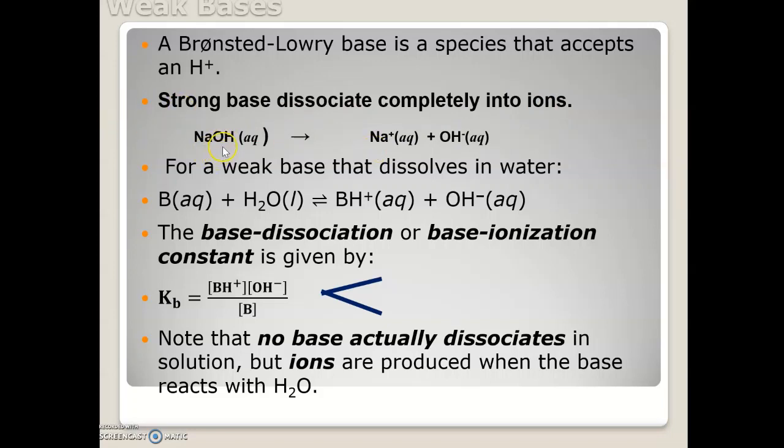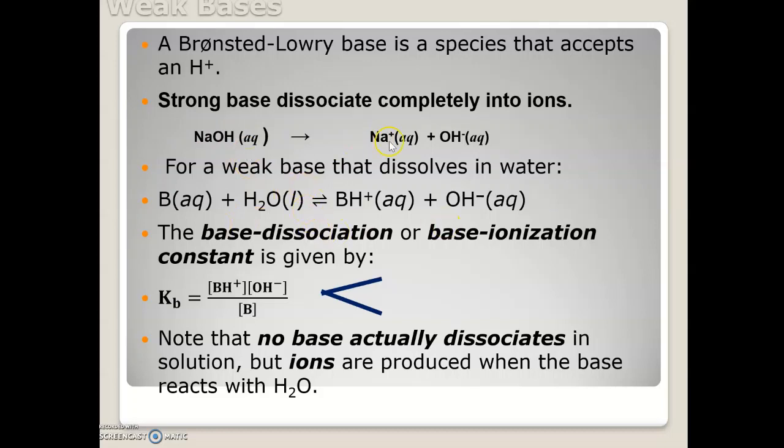We have sodium hydroxide aqueous, which dissociates into Na+ aqueous and OH- aqueous. Look at this arrow. This is a forward arrow, which means that it is not a reversible reaction, the same as strong acid just now. During the dissociation, it is not a reversible reaction. They cannot reverse back into sodium hydroxide.